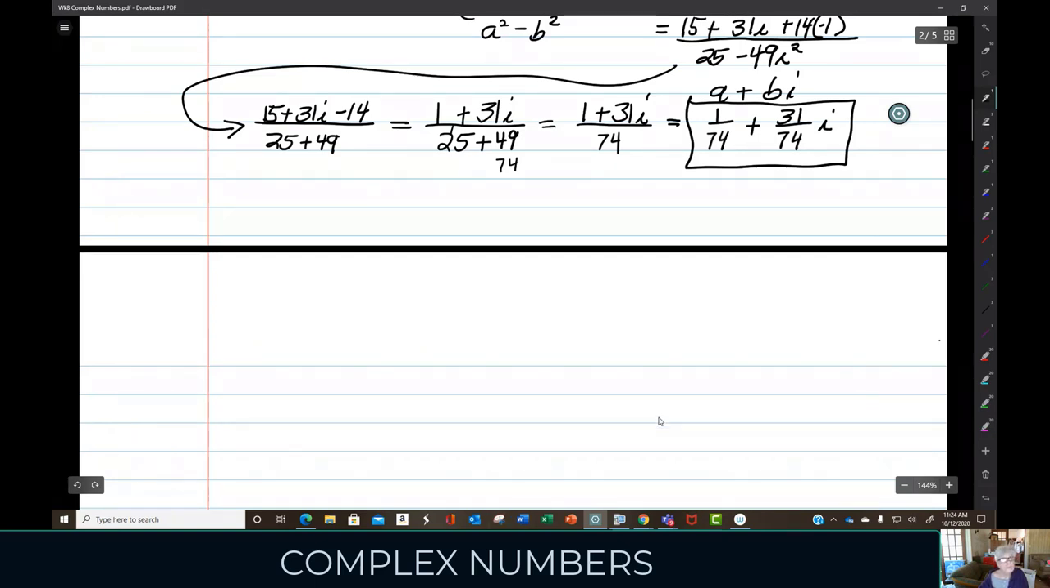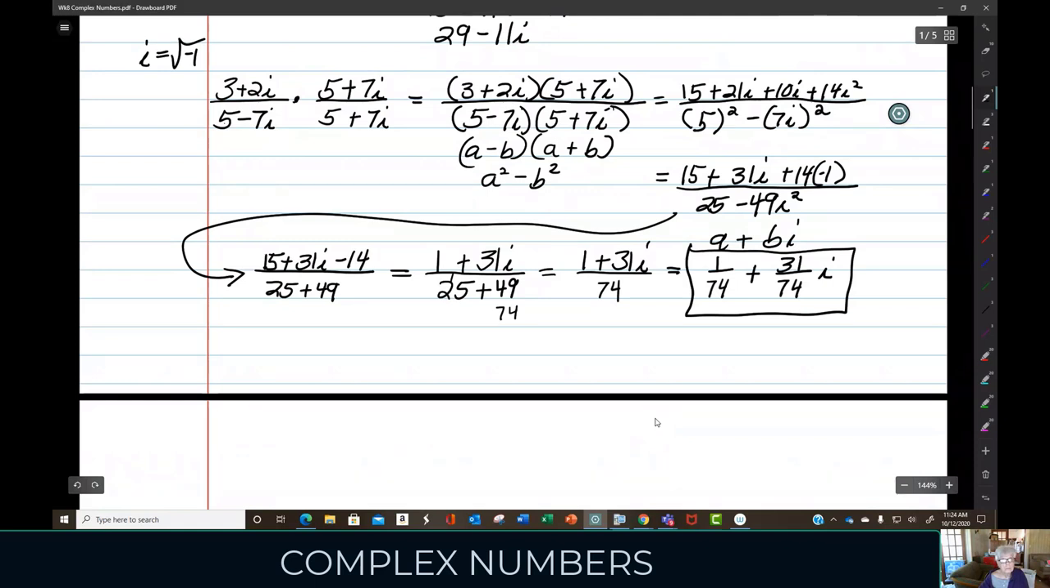Wait, why did we get the answer that we did, instead of leaving 1 plus 31i over 74? That would be the easy way. Yes, it would. But because we're in the complex number system, complex numbers have to be written in complex form. So instead of writing 31i over 74, you leave the i on the outside? Yes, you do. Because here's your a number, that's the real number. And this is a real number, but it's the coefficient of an i number. This is a plus bi form. Good question. Okay, thank you. You're welcome.